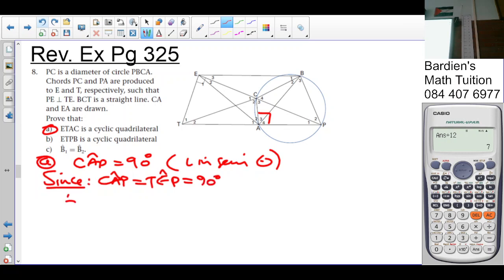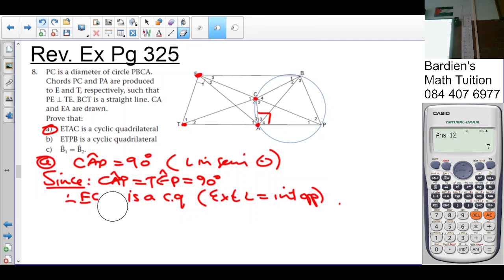therefore ECAP is a cyclic quad. Why? Because the exterior angle equals the interior opposite. There we go. ECAT.